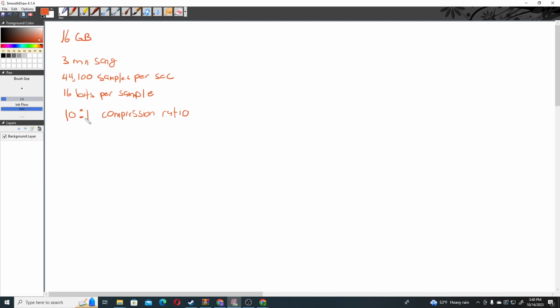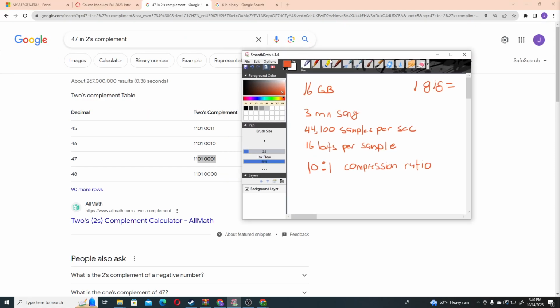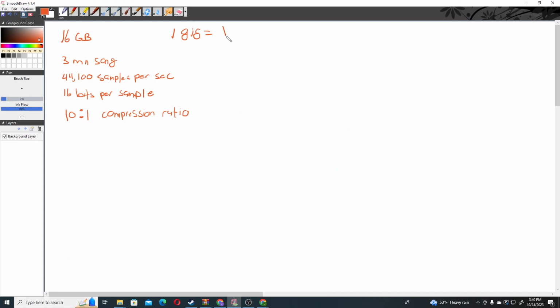Okay, the thing you have to know is 1 gig has, again, I just looked this up, 2 to the 30 bytes. So it has 1 billion, 73 million, 741,000, and 824 bytes.